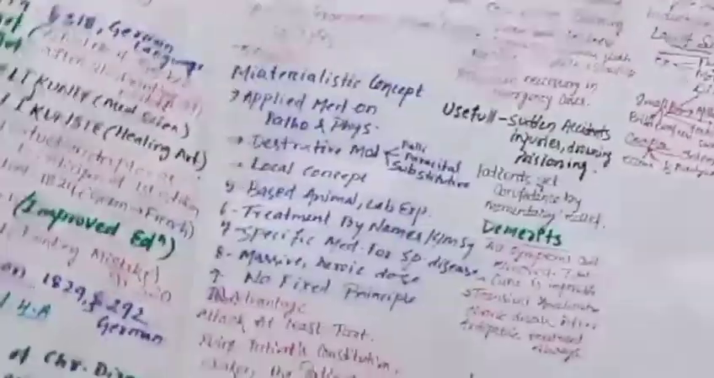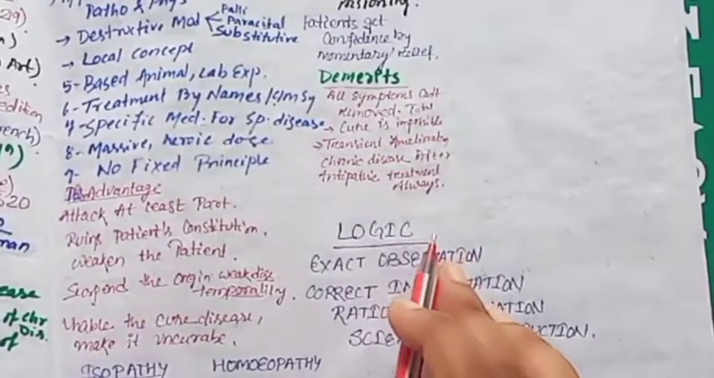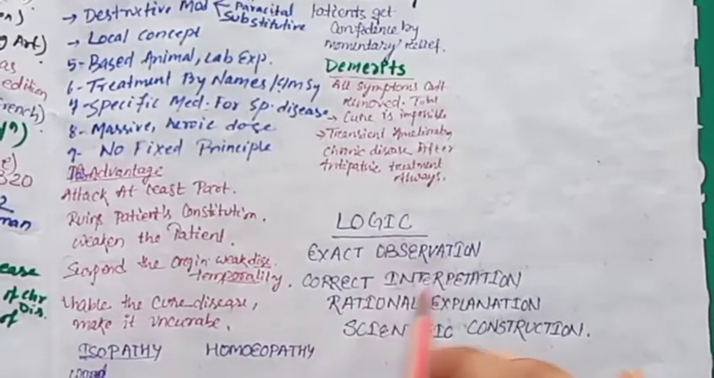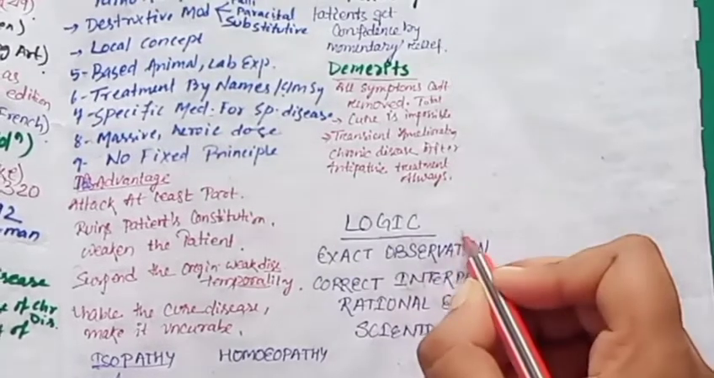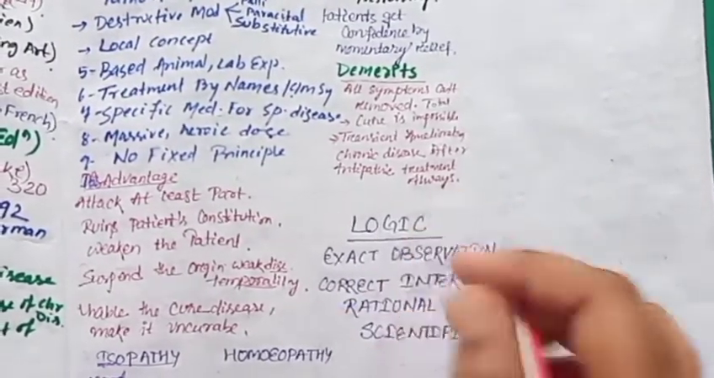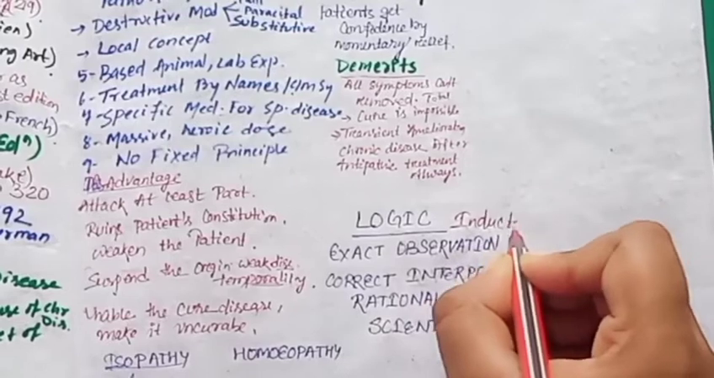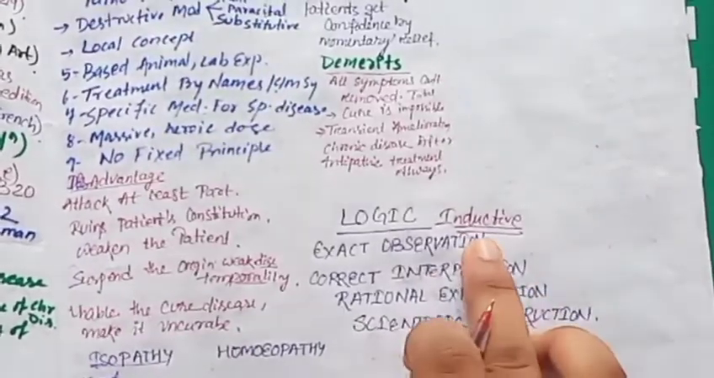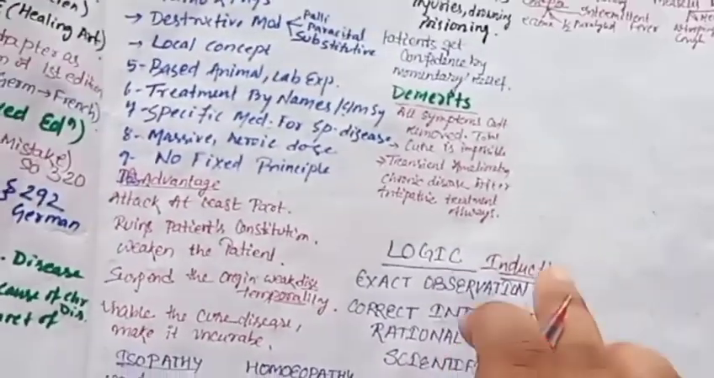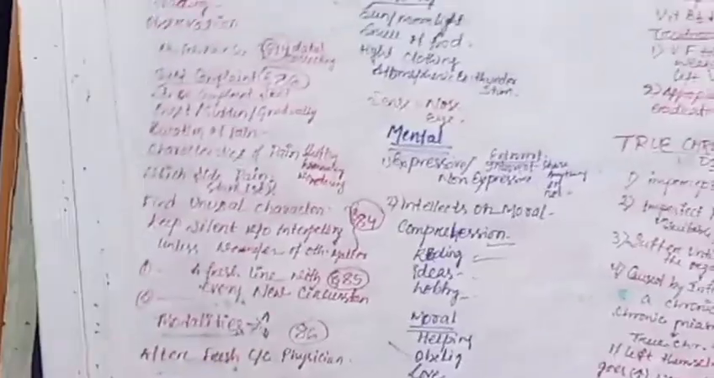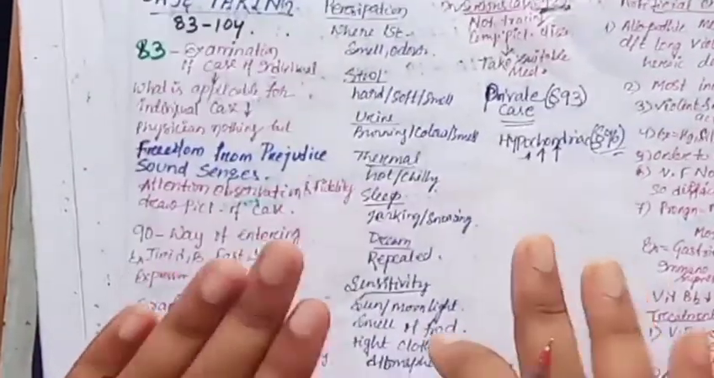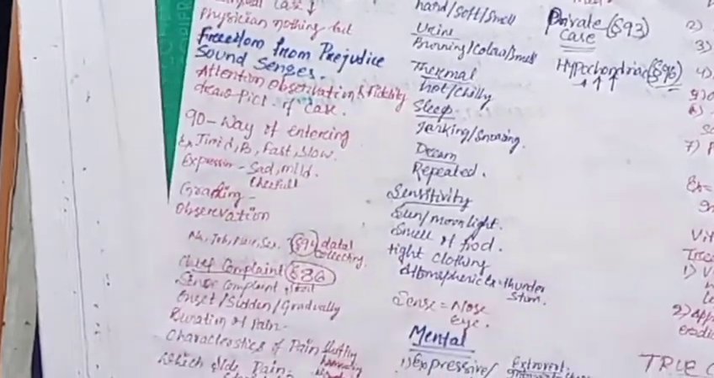And if you want more. Another thing is that logic is commonly asked. So how is logic applicable: exact observation, correct interpretation, rational explanation, scientific construction. These are the four points by which homeopathy is based on inductive logic. Another thing is the definition of inductive and deductive, and how the homeopathic principle is based on inductive logic, you should remember. So we conclude our today's topic, and let's see what questions were asked in our exam from this discussion.